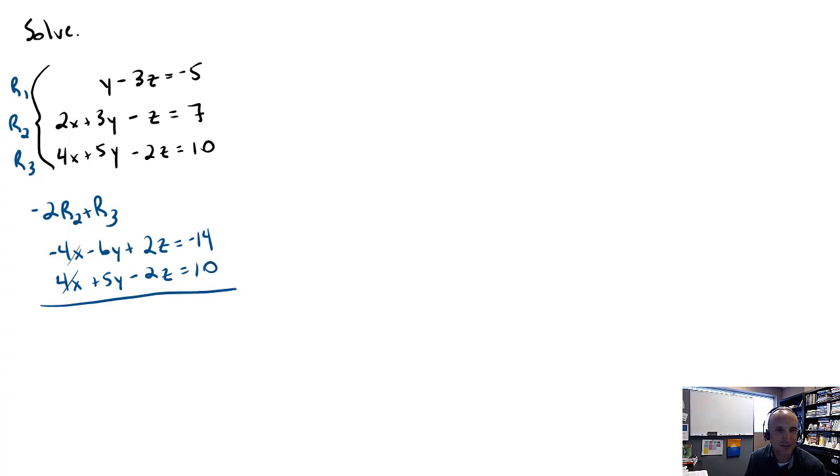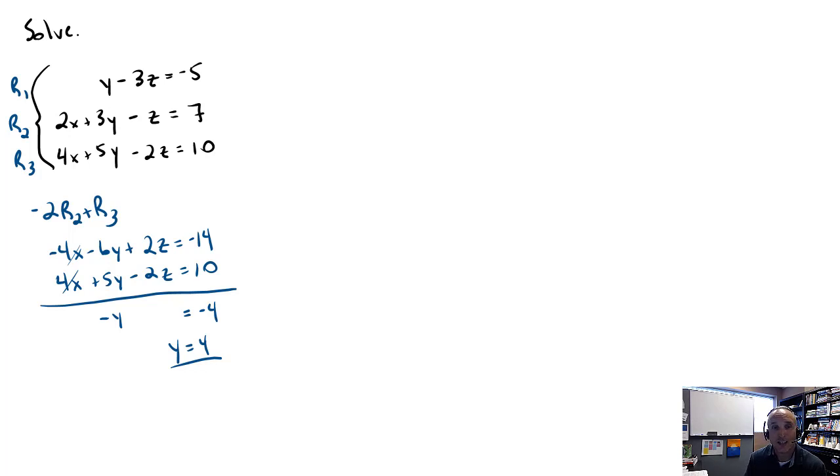The x's cancel, and we get negative y. The z's cancel also, and we get negative 4. So that's interesting. We have one variable here instead of 2, but that's actually a bonus because now we know we can solve this for y by dividing both sides by negative 1.